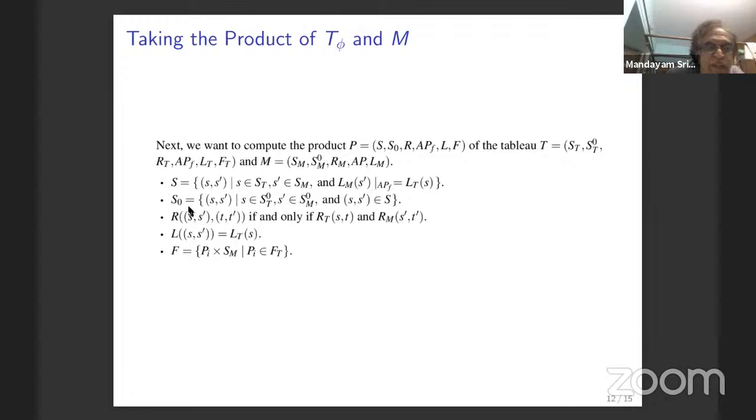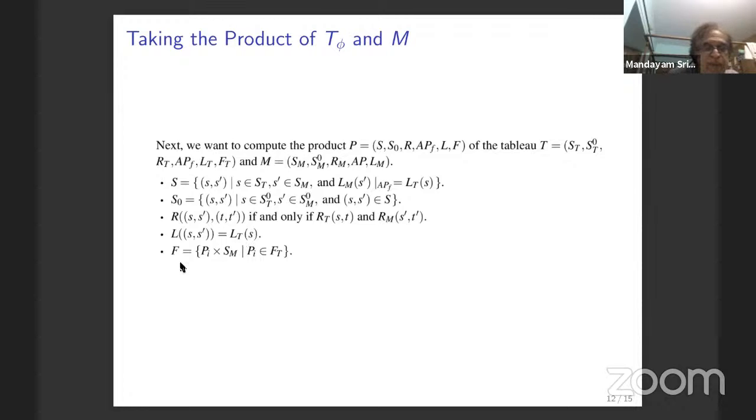So S0 is an initial state in the product machine if both the states are initial. This is pretty similar to the way that you would take the intersection of two automata. In the automata, the labels are on the transitions, whereas here they are in the states, okay? And that's why the first constraint is on the labels contained in the state. So the label for the product machine is as per the tableau.